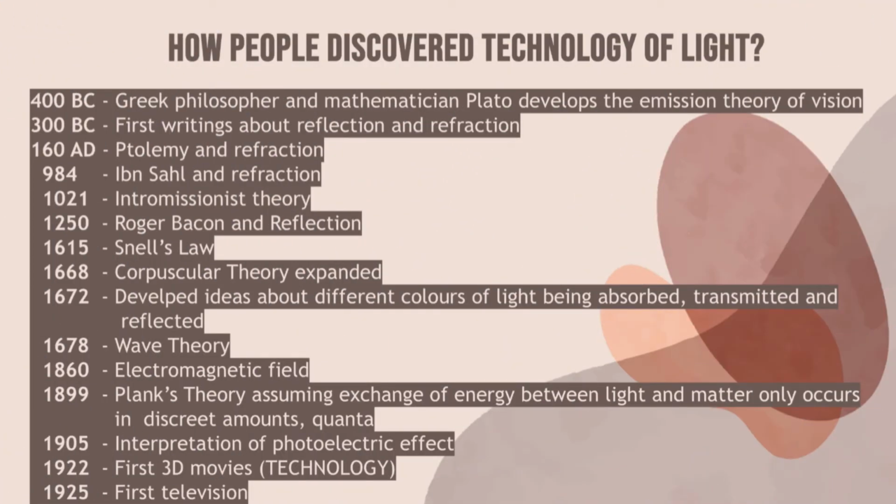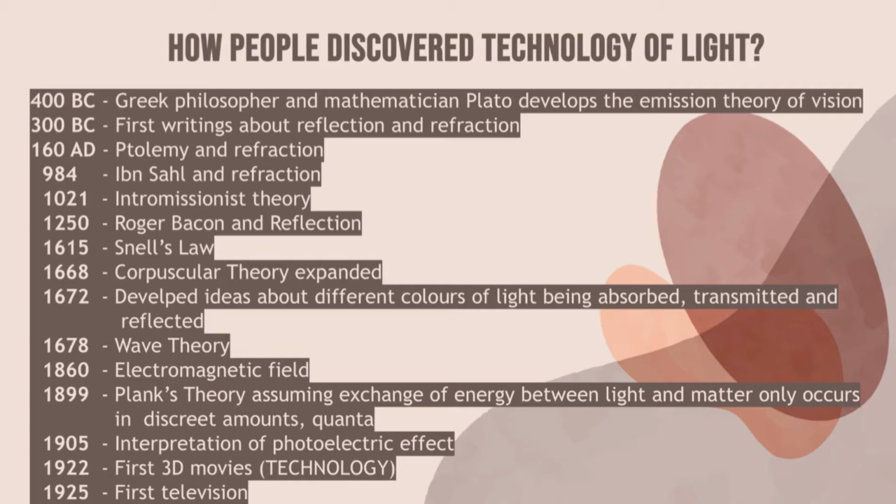So how did people discover the technology of light? It started with ideas about light, the emission theory of vision. The Greek philosopher and mathematician Plato developed the emission theory of vision. Then many scientists and astronomers discovered reflection and refraction of light. Then came how the eye focuses the light.